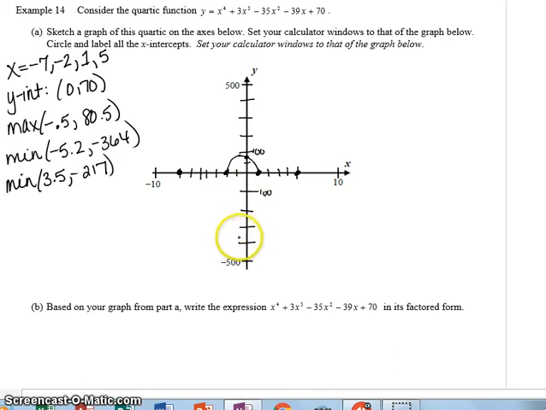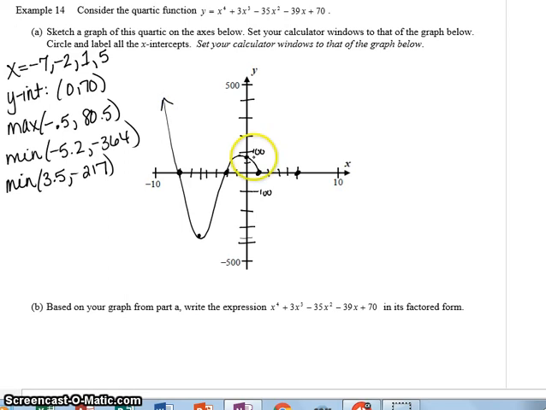And then I have a min at -5.2 and -364. So it's going to be like right around here-ish. And that's going to be over at -5.2. So it's going to fall somewhere right around here. And again, are they super accurate? No, but it's definitely more accurate than you just drawing it in freehanded.